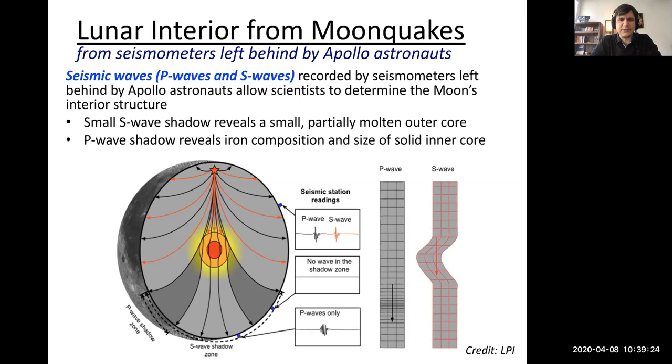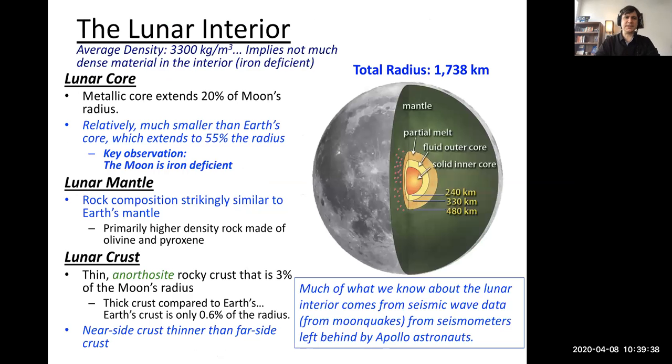So we have an S-wave shadow, which tells us that it does have a little bit of a molten part of its core. And we have a P-wave shadow, which indicates that we have an iron core, and it gives us the size of the iron core. What does that all help us determine? Well, this is the interior structure of the moon as we know it today.